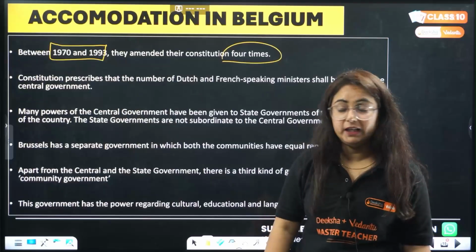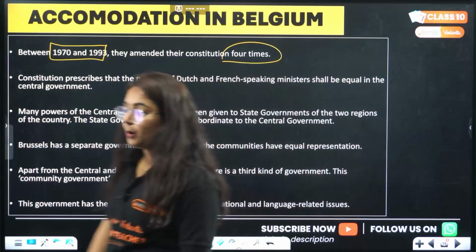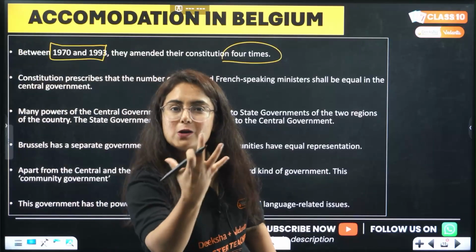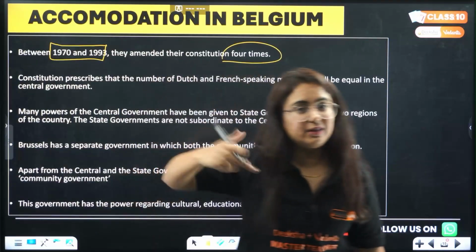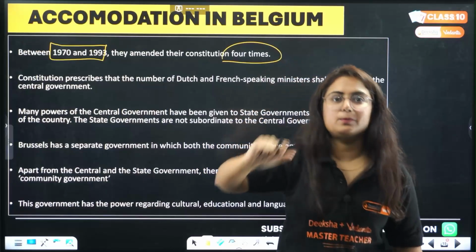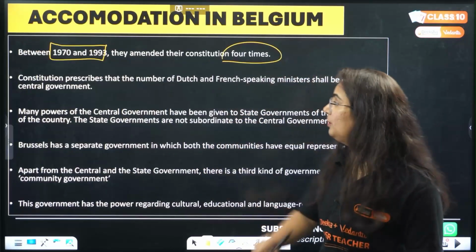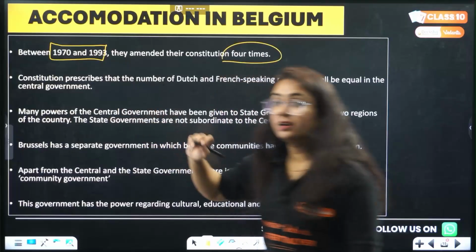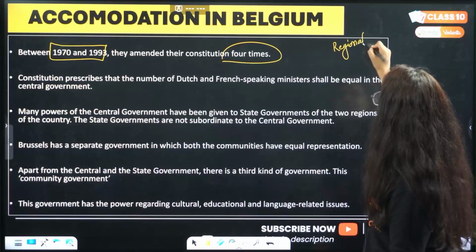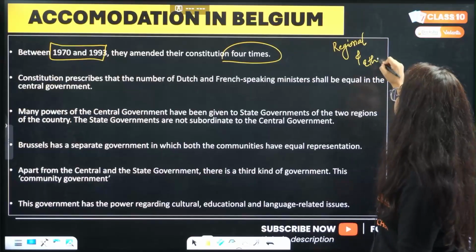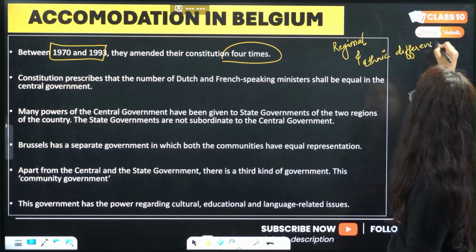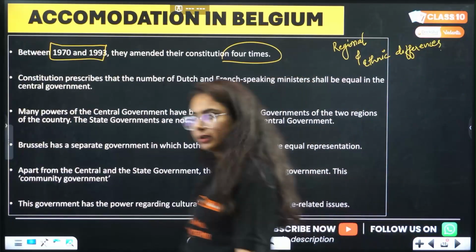Why did they amend it? Whenever there is a problem, let's find out what the cause of the problem is. So whenever the civil tensions were going on, they first focused on what the problem was. So the problem is the regional as well as ethnic differences in the nation. So let's sort them out.